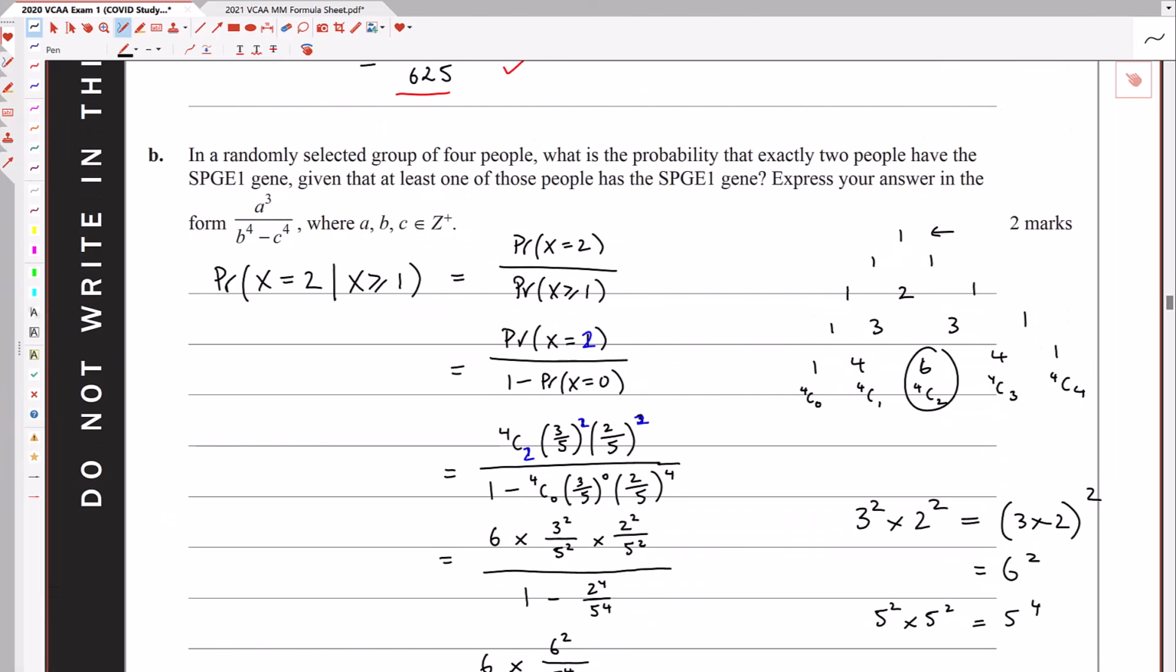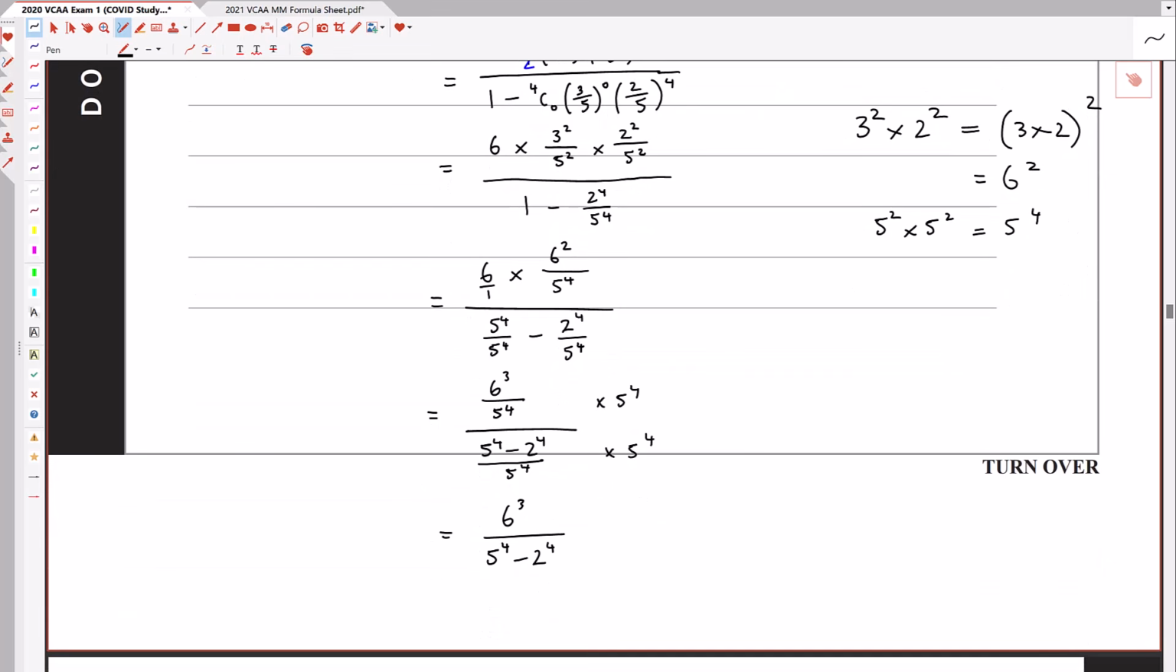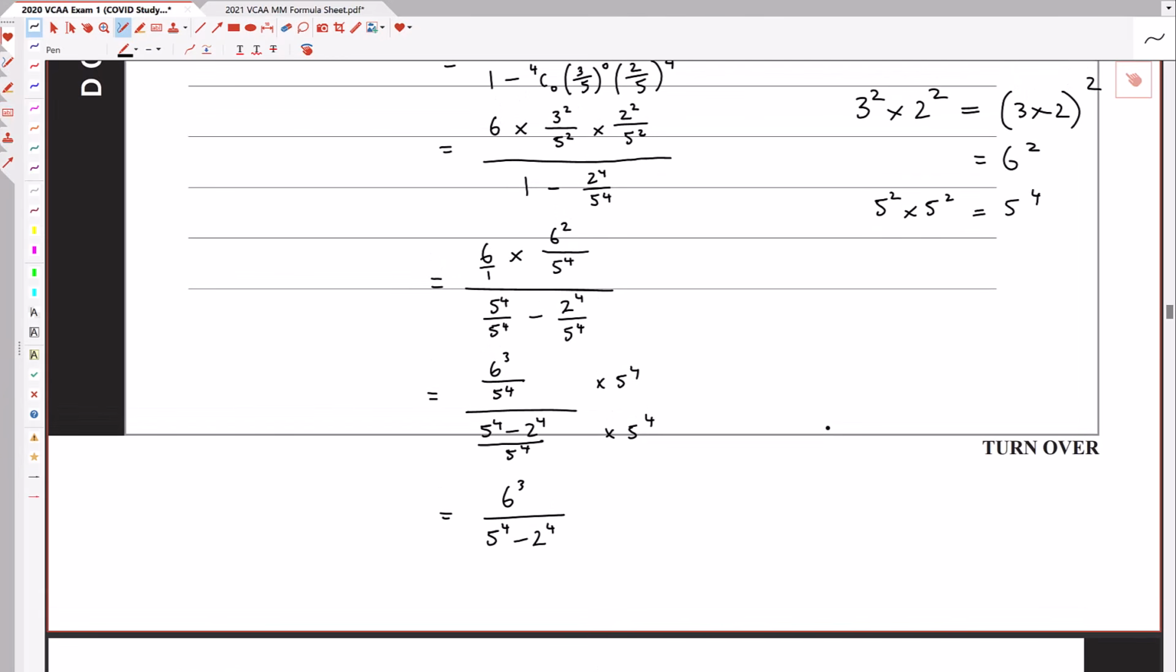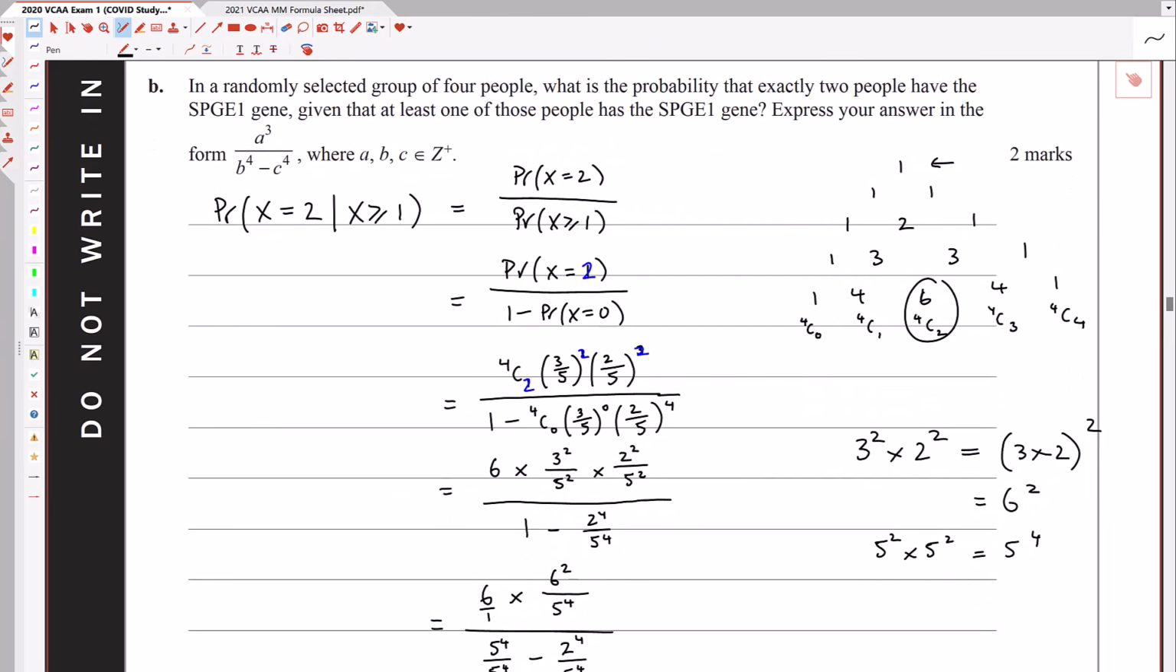So does it ask you to find a, b, and c? No, it doesn't. It asks you to express your answer in that form. So there's no need to therefore go on and say a equals 6 and b equals 5 and c equals 2. That's not the question. We just needed to get it into this particular form. And we've done that. How many marks have we got here? 2 marks, so it's not many marks for quite a lot of work.